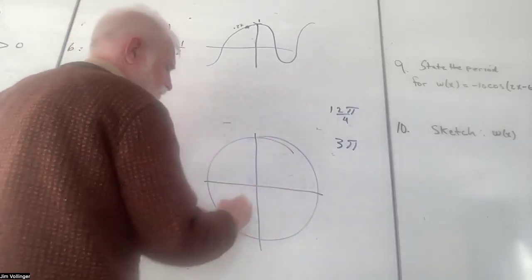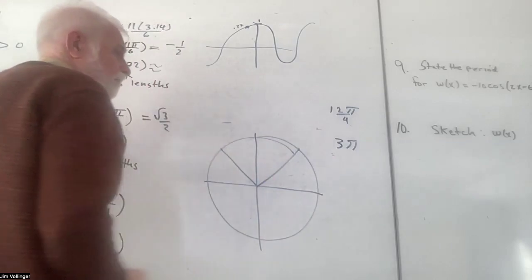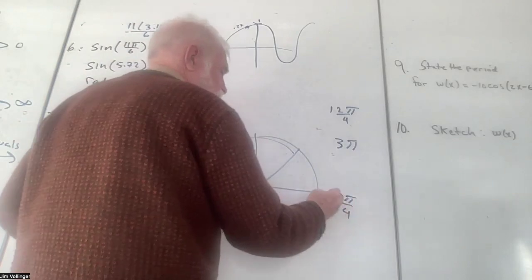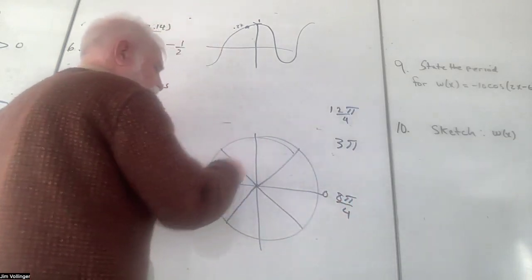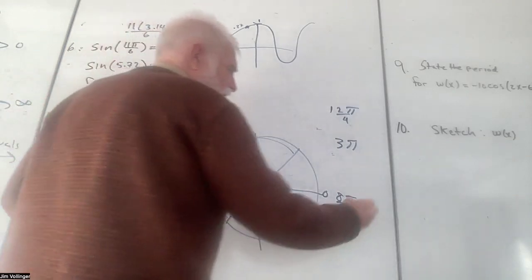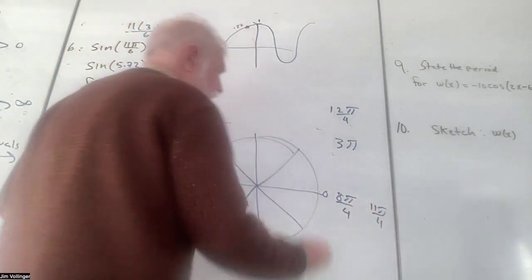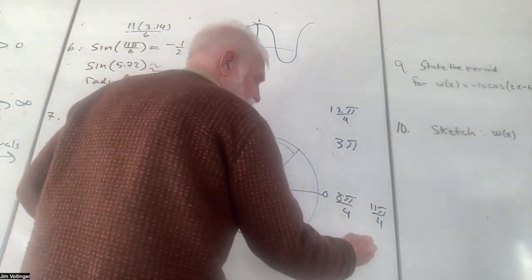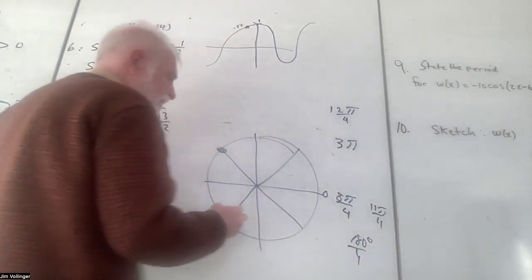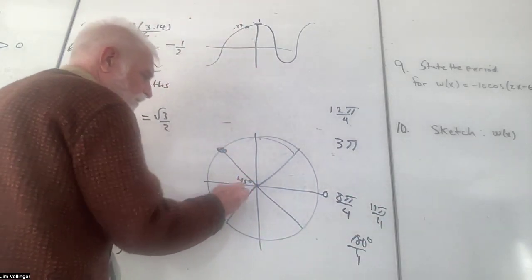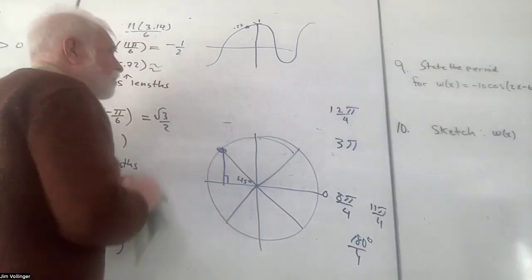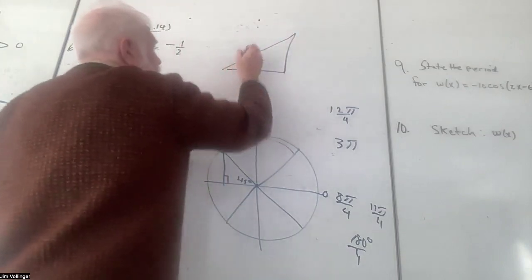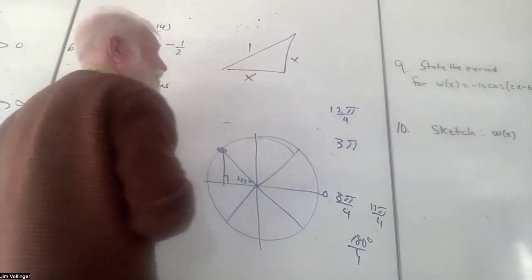Might as well start to work with radians. Here's pi over 4. Looks like there's 8 pi over 4 to get once around from 0. 1, 2, 3, 4, 5, 6, 7, 8. I want to get to 11 pi over 4. 1, 2, 3. I think I'm there. And I think 180 divided by 4 is a 45-degree reference angle. So that's 45 degrees. And we might as well put that one on the board right now, 45 degrees.